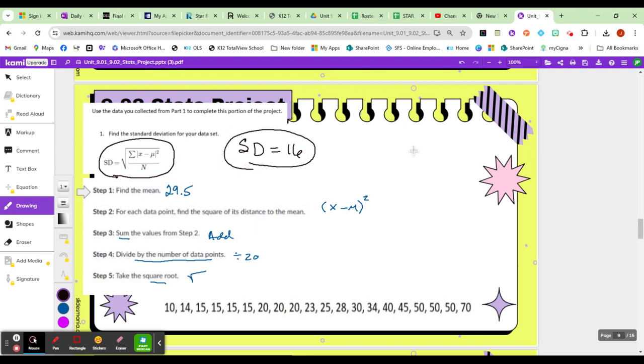So remember, your standard deviation is if we have that bell curve and we have the mean in the middle, then we add 16 to get to standard deviation 1. We add 16 again to get to 2 and so forth. So that standard deviation is really important. So that's what you're doing for number 1.